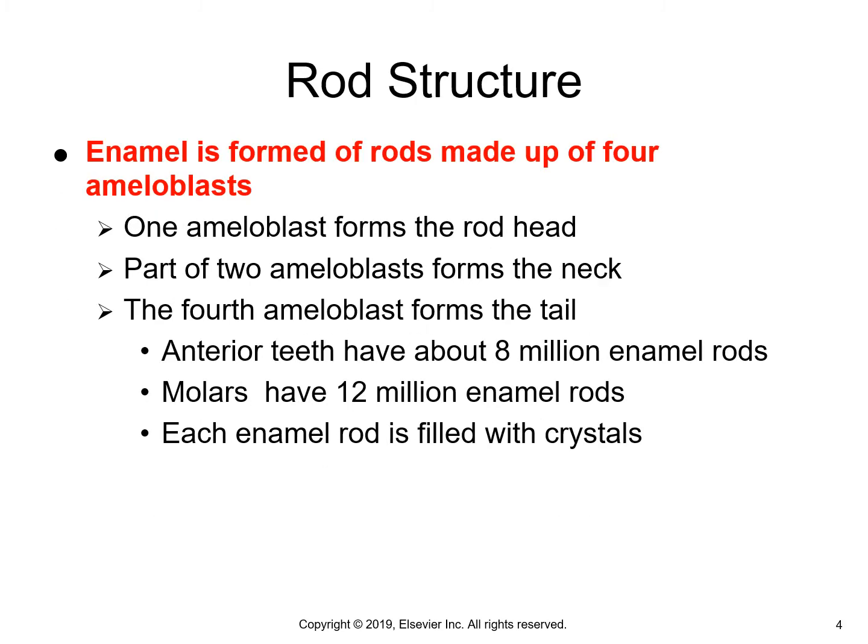Enamel rods are what form enamel, and each rod is made up of 4 ameloblasts, which are the cells that make enamel. One of the ameloblasts forms the rod head, and then part of 2 ameloblasts will form the neck, and then the 4th ameloblast forms the tail. I think they almost look like a fish. The anterior teeth have about 8 million enamel rods, and molars have 12 million. Each rod is filled with crystals.